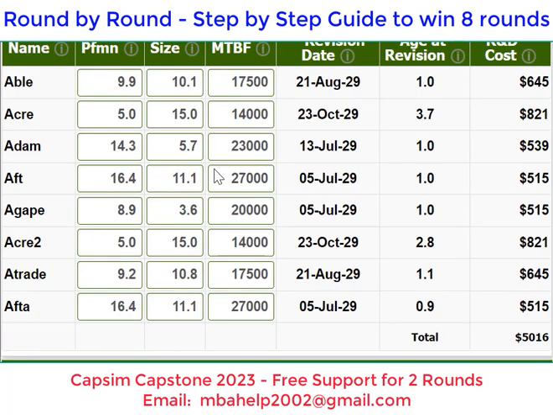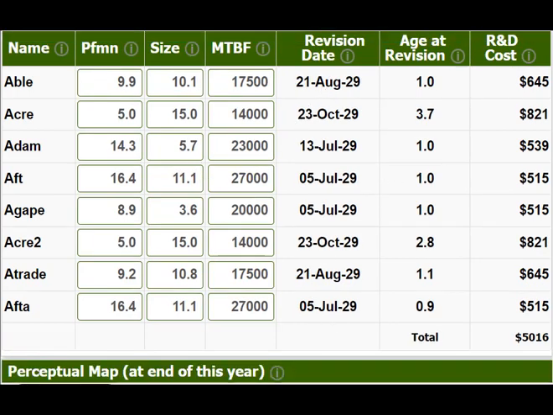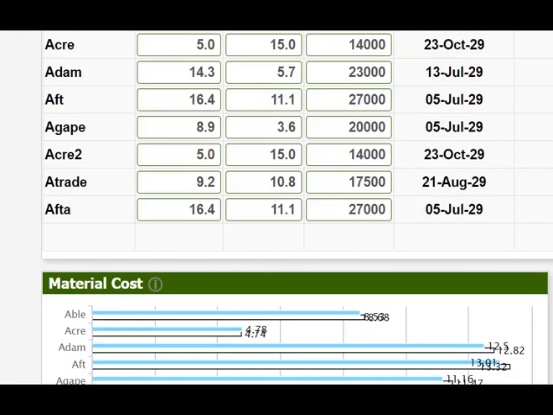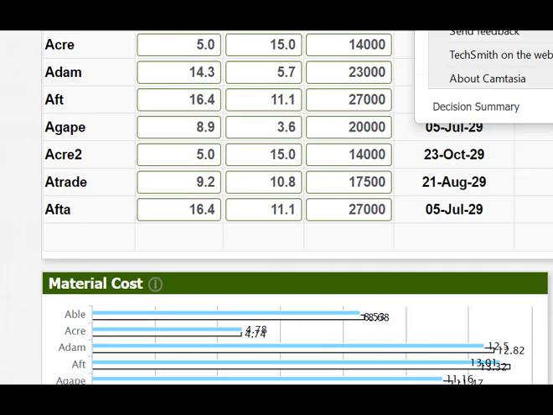As you see on the screen, we check the launching date again after updating the products, and we move to the marketing screen.